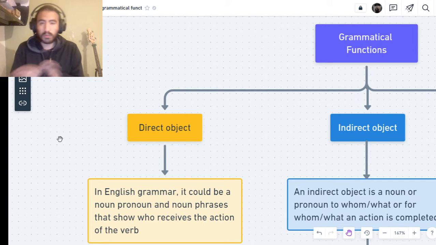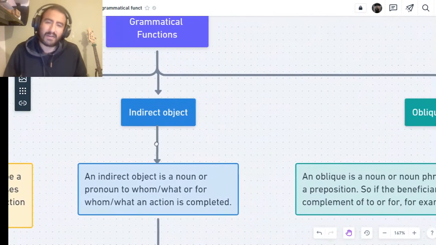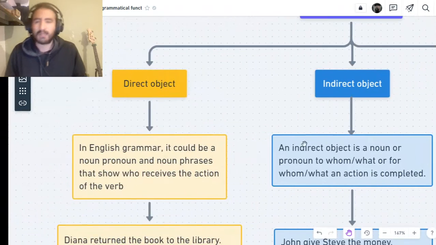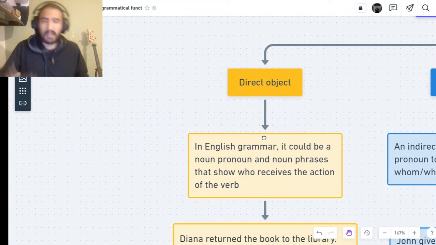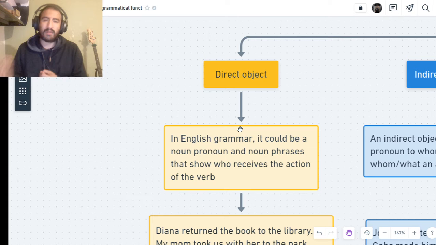Well, we have three different grammatical functions: direct object, indirect object, and oblique object. Let's begin with the first one, which is direct object.